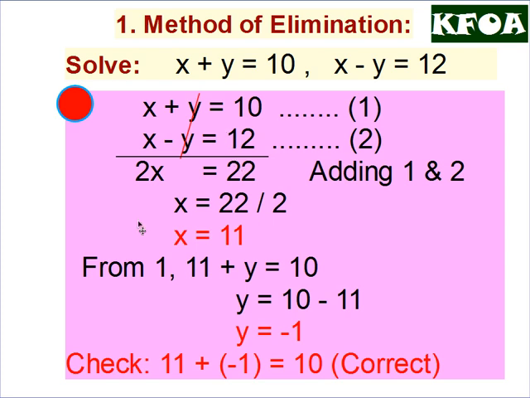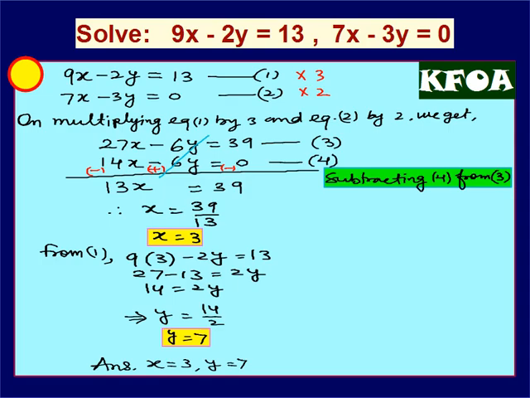So I am substituting in equation 1. So I get 11 plus y equal to 10. So y comes 10 minus 11, y is minus 1. You can check your answer for your satisfaction. If you don't have that much time, then you can leave it. Some children, they have a habit of checking. So x plus y is 10. So left hand side is x plus y. So 11 minus 1, which comes 10. So it's correct.